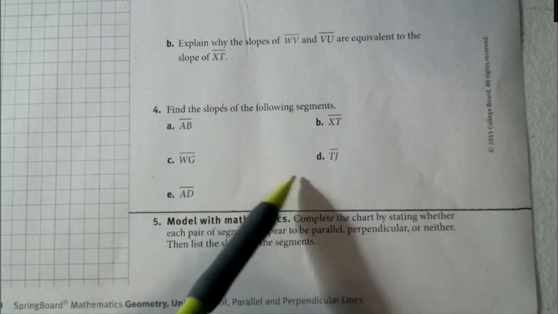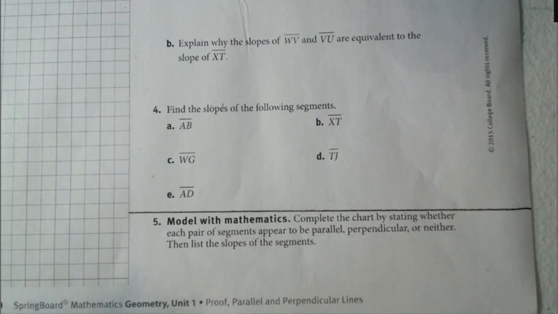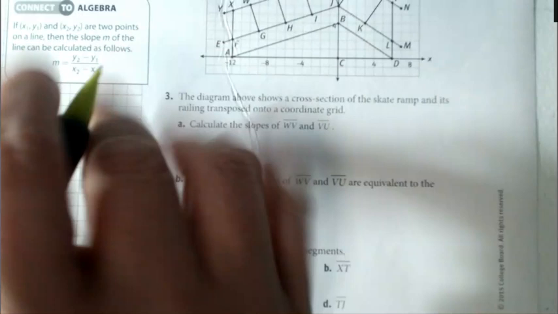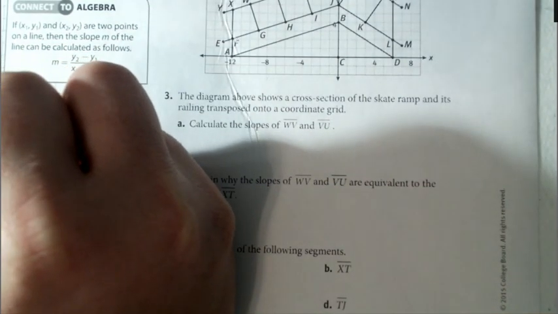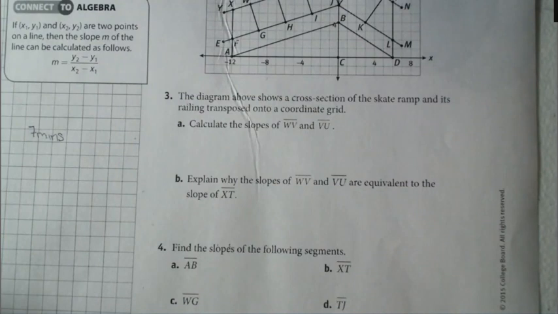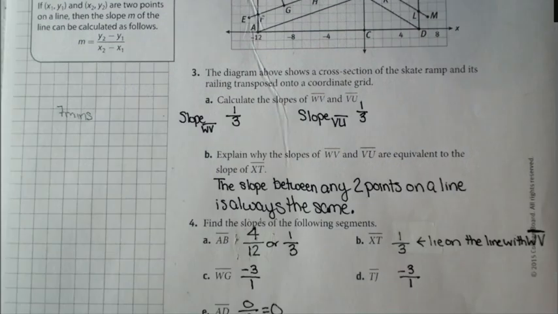WG, TJ, and AD. Now, this may take a little longer, so I'm going to go with a 7-minute time limit here. Now, remember, slope is that vertical change, so your Y's, over your X change, so your horizontal change. Again, go ahead, take the next 7 minutes to work through questions 3 and 4. Don't forget to pause your video.